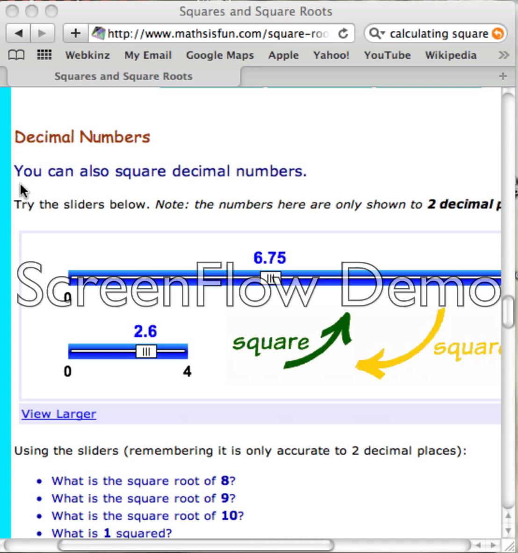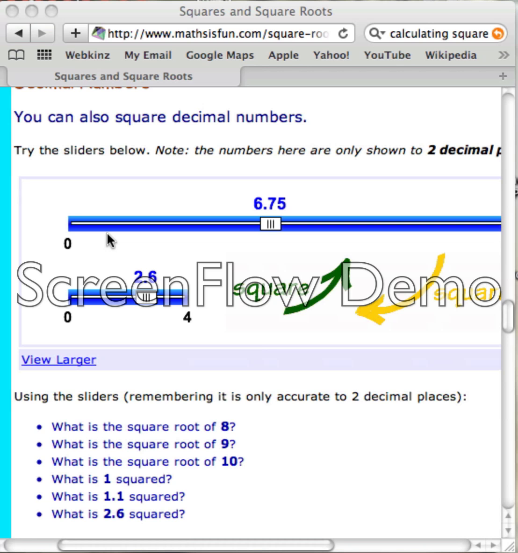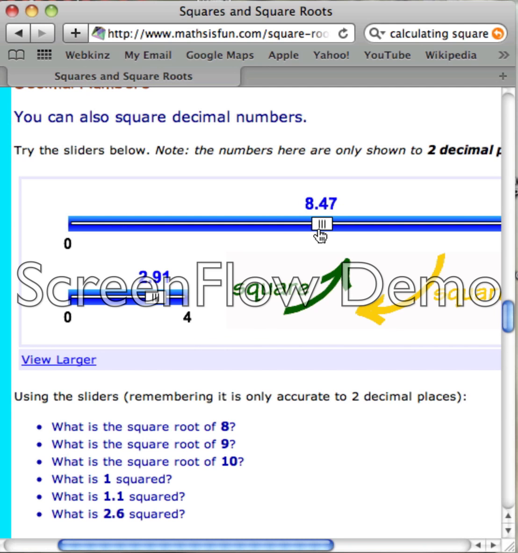Decimal numbers: you can also square decimal numbers. Try the sliders below. The numbers here are already shown to 2 decimal places. So it's asking what's the square root of 8? You just slide this. 2.83.